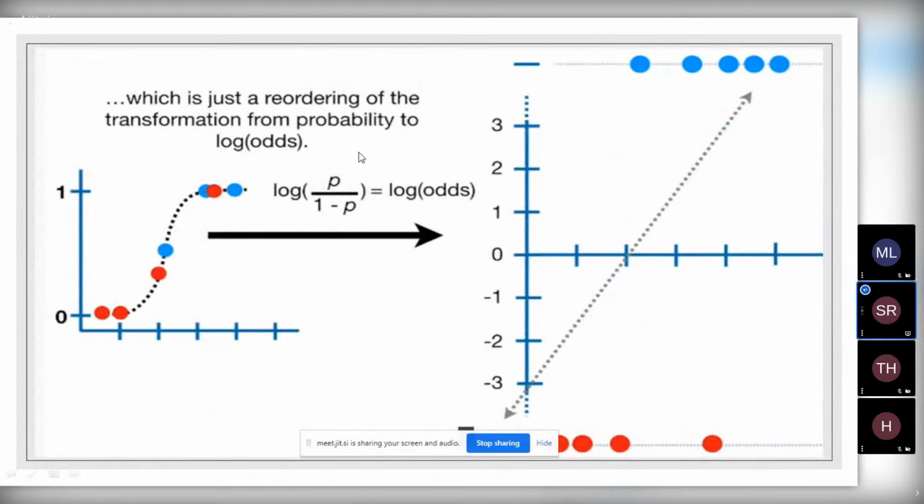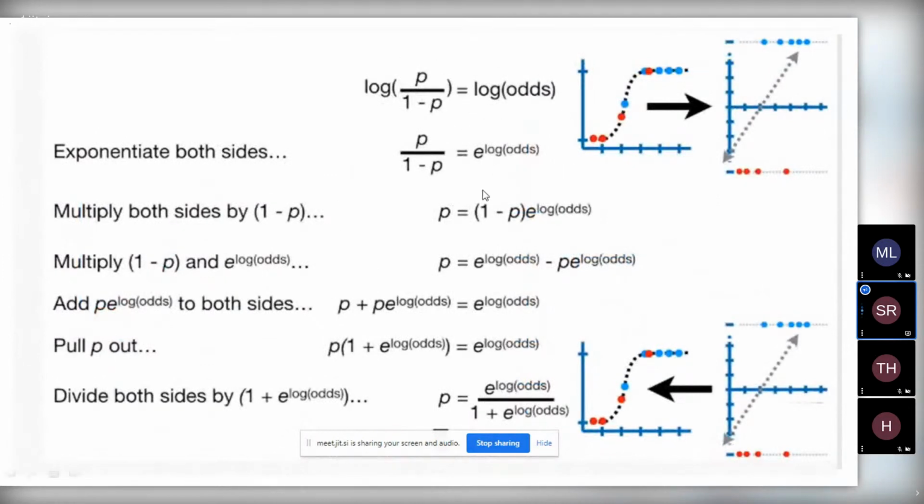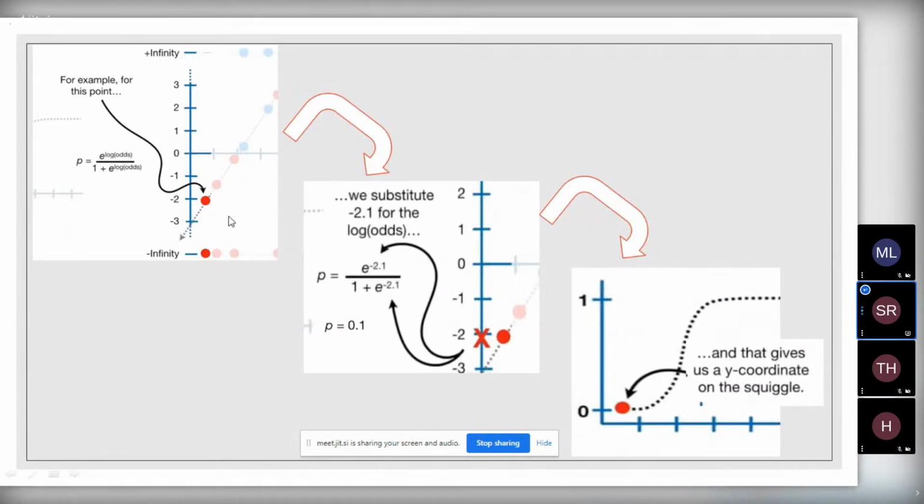Okay. So the formula is actually a reordering of the transformation from the original formula. We pull out the P and we get this formula. This is just a mathematical equation. From log odd, we get the equation for P, the probability. Originally from probability to log odd, and then we transform log odd back to probability. So like I mentioned before, we just plug each observed value into this formula. Let's say the first case is negative 2.1, then we exponentiate it and we get the probability 0.1. And then we do the same thing with the rest of the observed values. And then finally we will get this S-shaped or squiggly line.